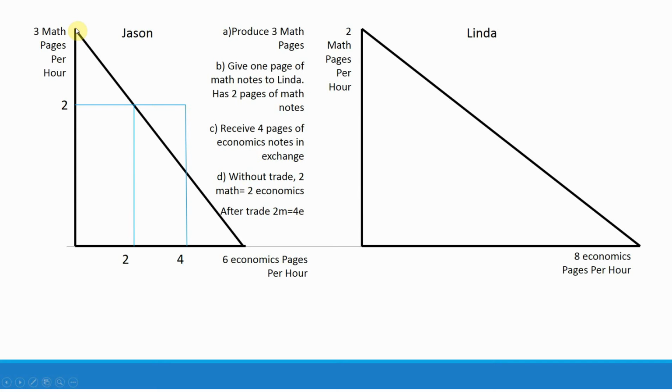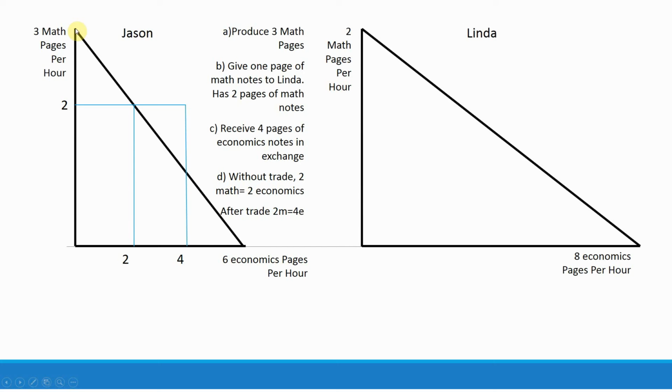So let's do this one more time. Jason specializes in math notes. He decides to produce only math notes and to produce 3 math pages. So we begin with specialization. Jason begins at this allocation here. To maximize what is possible by trade, Jason knows that if he trades, he can get higher outcomes outside of the PPC curve than if he did everything himself.